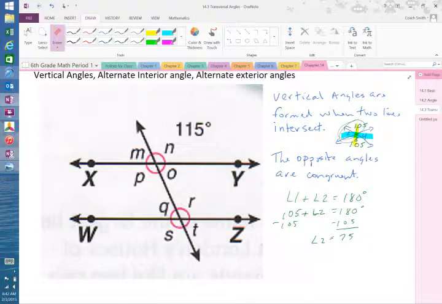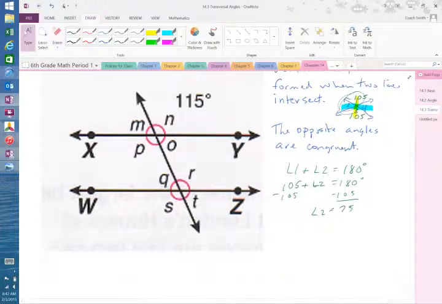Okay, this is why we're just going to talk about it. I'm not going to make you write the definition. It says, when two lines are intersected by a transversal, two pairs of alternate interior angles and two pairs of alternate exterior angles are formed. Okay? So, let's look at our definition.